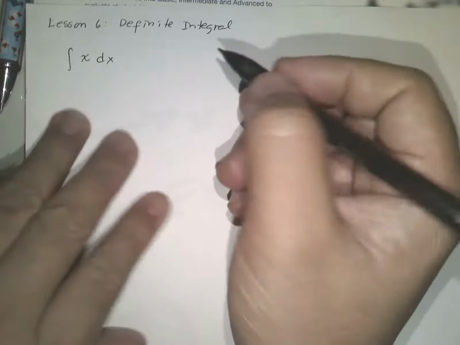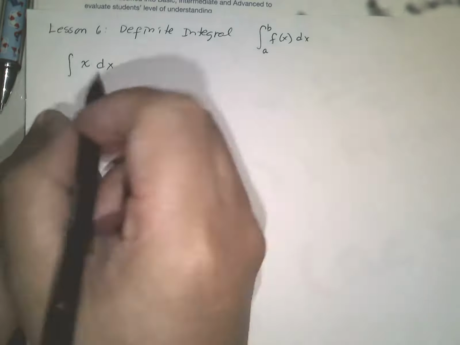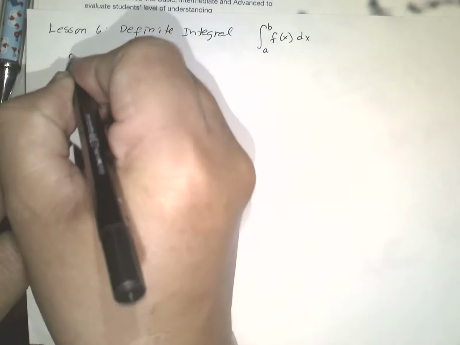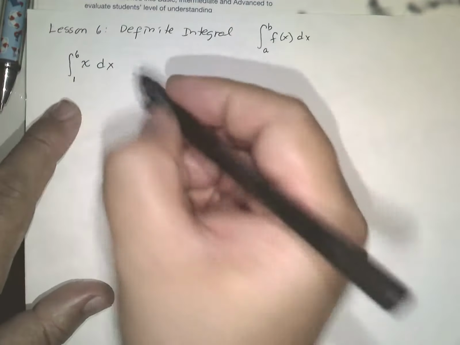Lesson number 6, definite integral. So what's a definite integral? It's actually an integration problem of f of x dx with some boundaries a to b. For example, I have this one, the integral of x dx from 1 to 6. So how am I going to find the integral of this?